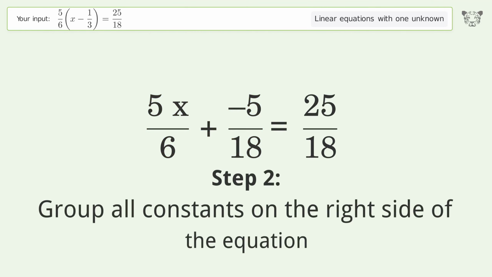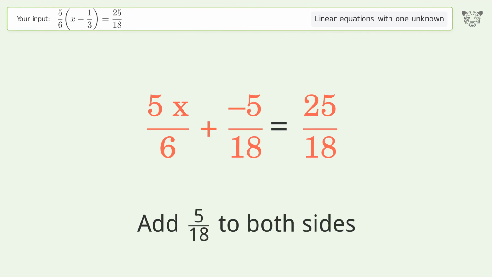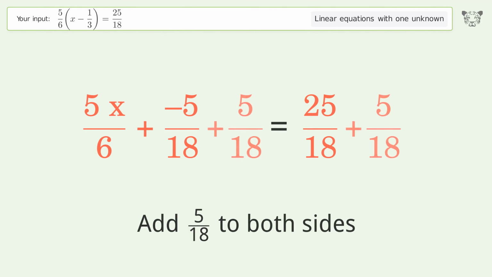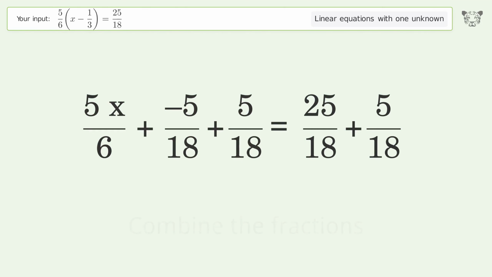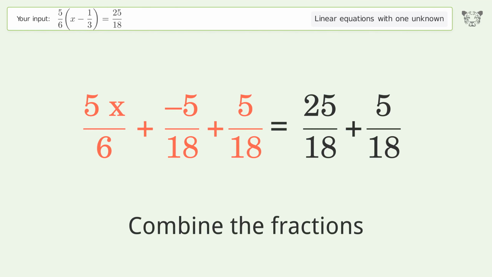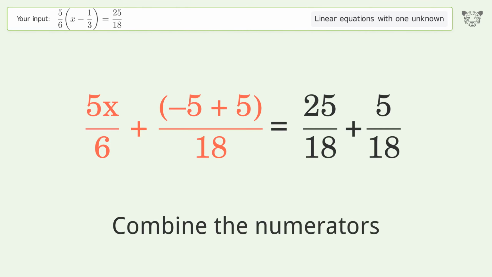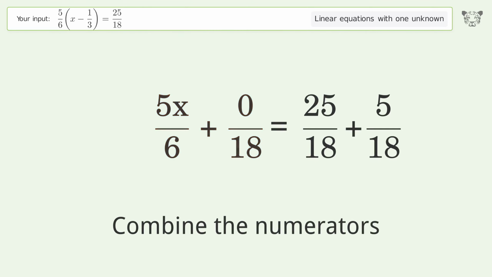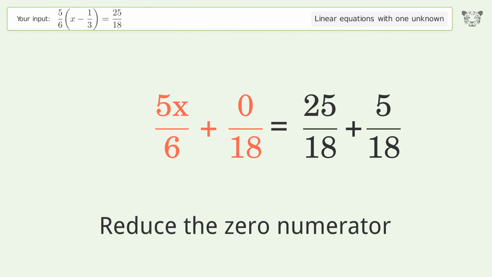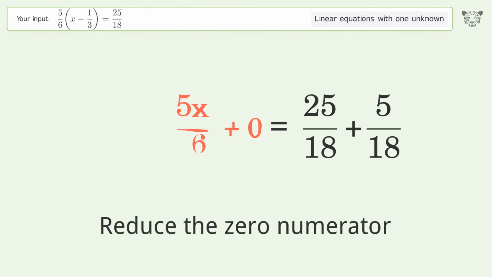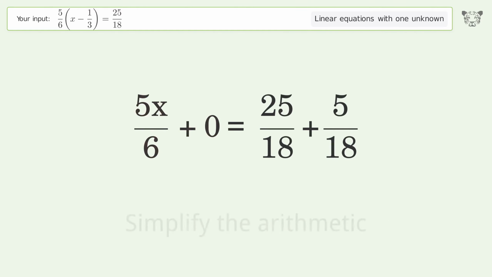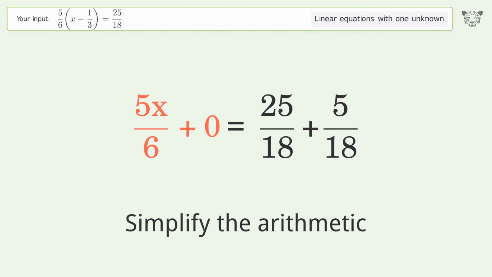Group all constants on the right side of the equation. Add 5/18 to both sides. Combine the fractions. Combine the numerators. Reduce the zero numerator. Simplify the arithmetic.